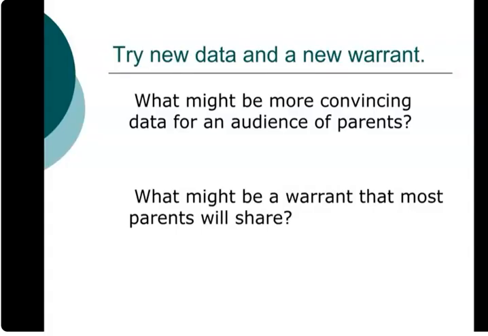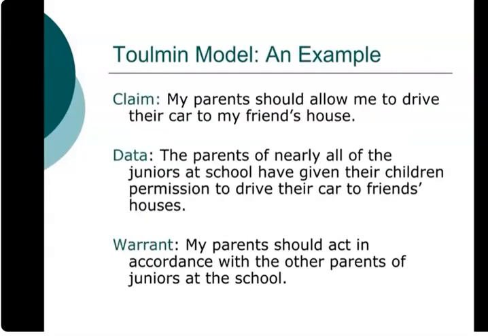So a more convincing data, instead of saying the parents of nearly all the juniors at school have given their children permission, you could say something like, my parents should allow me to drive their car to my friend's house because I'm responsible and I will be home at my curfew. And your warrant would be that implicit thing that you're trying to argue: my parents should trust me because I'm responsible. My parents should trust me with this because I can be home by my curfew or whatever.